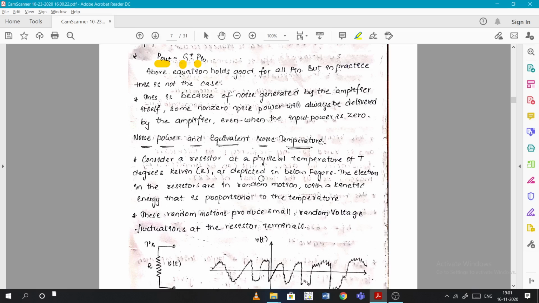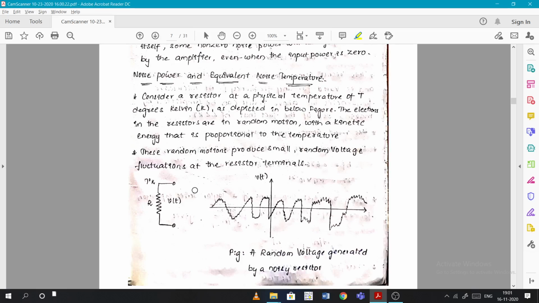Now the noise power and the equivalent noise temperature. Let's see how the noise arises. Take a resistor at some temperature T. Even if I don't give any source or voltage to the resistor, it will still generate some voltage. That is basically the noise voltage. When you connect a resistor to a DSO, we see some waveform even when you don't have any source. That waveform is basically due to noise.